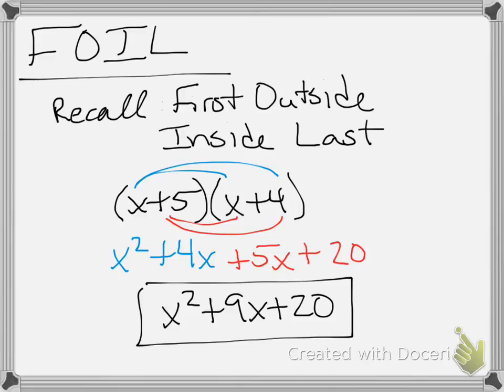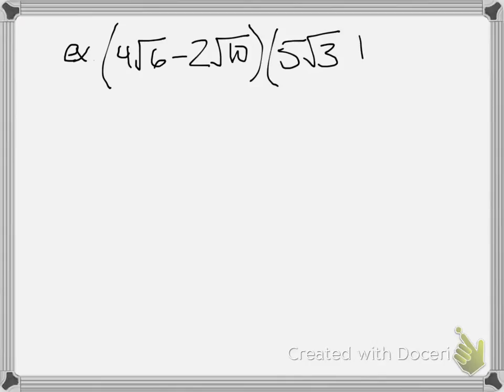Yes? Let's try one with radicals, shall we? We have 4 times the square root of 6 minus 2 times the square root of 10, times 5 square root of 3 plus 7 square root of 5. You're going to do this exactly the same: FOIL, first, outside, inside, last.